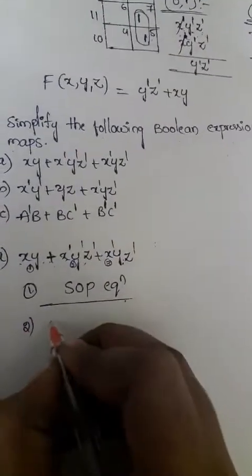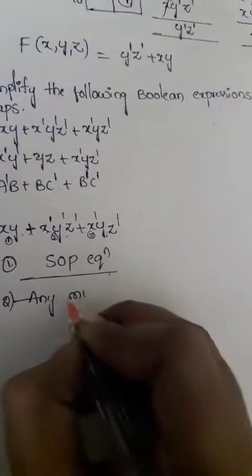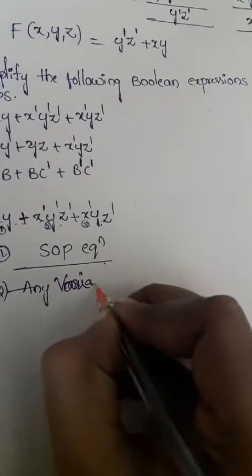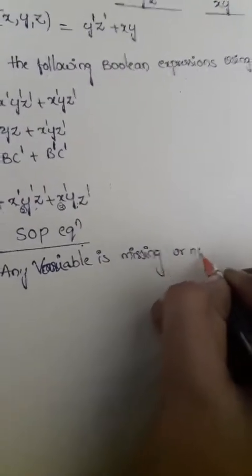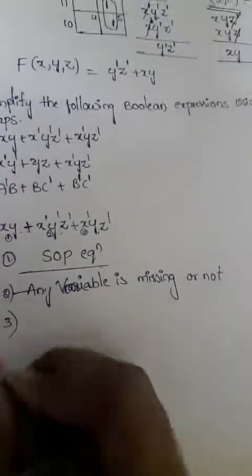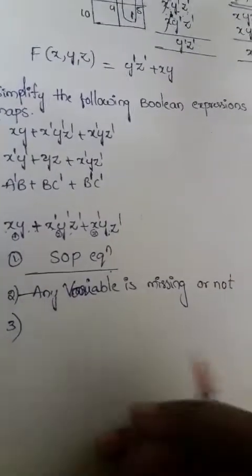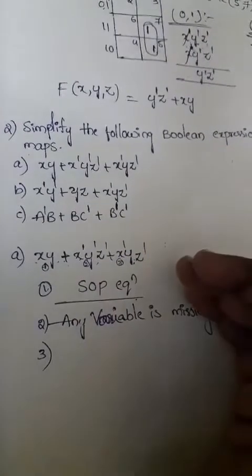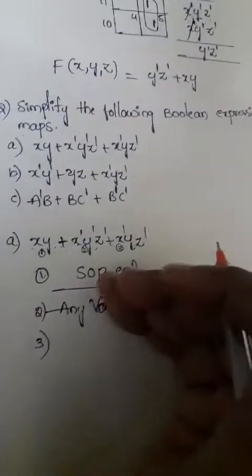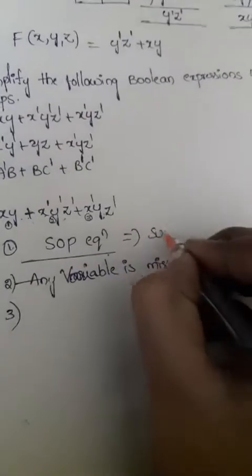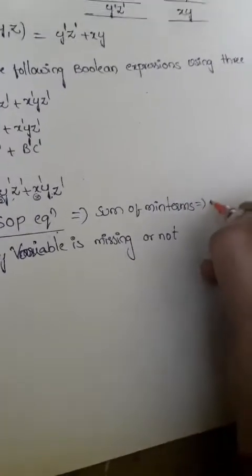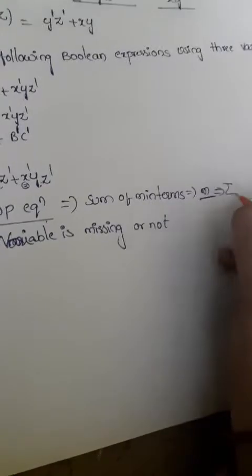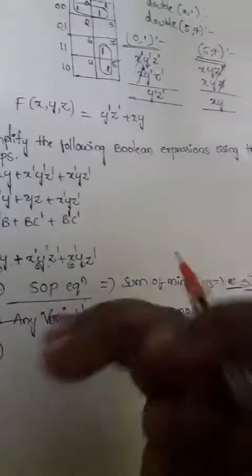The next step is to check whether any variable is missing or not; that is the second step. If any variable is missing, what we have to do? This is a sum of product equation, and a sum of product equation consists of a sum of min terms. Min terms we express with small m, and the expression is like this. So a sum of min terms is also a sum of product equation.